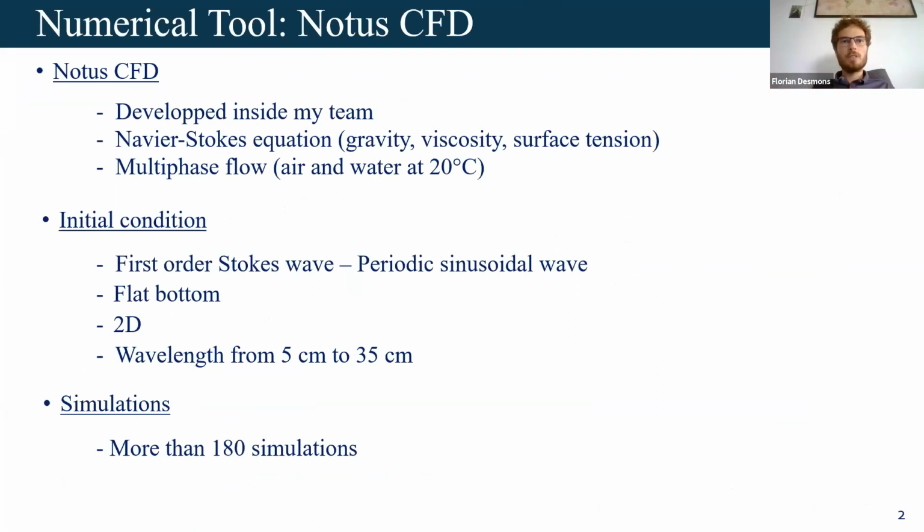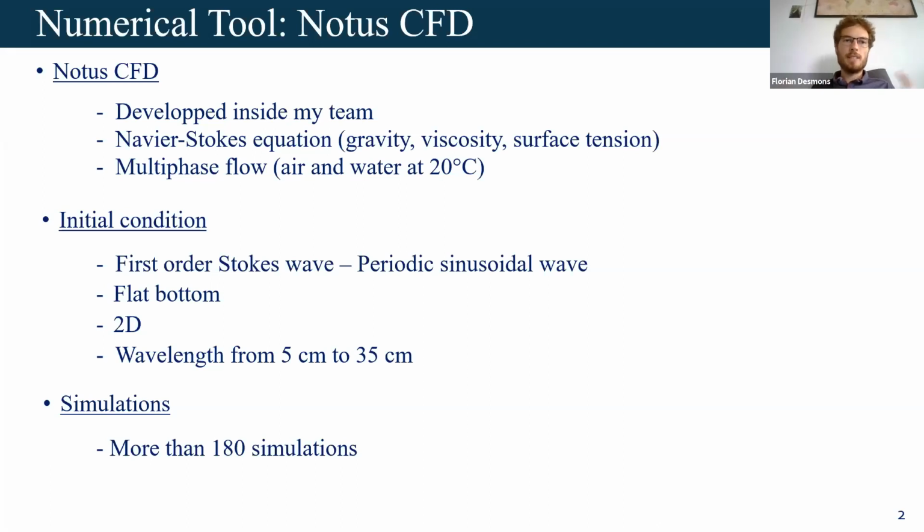In order to do so, I used the code Notus CFD, which is developed inside my team, and it solves the Navier-Stokes equations with gravity, viscosity, and surface tension, and represents multi-phase flow. I took for properties the air and the water at 20 degrees. My initial condition was a first order Stokes wave in a periodic domain over a flat bottom. All of the results I'm going to show you today are only based on 2D simulations. A particular thing of my research is that it is based on small waves, from 5 centimeters to 35 centimeters, so there is a huge impact of the gravity and also the surface tension on the breaking event.